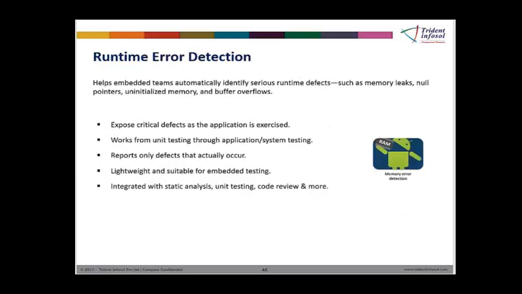Coming to runtime error detection, this feature is integrated with static analysis, unit testing, and code review. The instrumentation is used for detecting runtime errors. Parasoft is lightweight and it will capture actual runtime errors. What we have seen in the bug detective is getting possible runtime errors in the static analysis. But in runtime error detection, we do actual execution of our application so that it focuses only on real bugs, real runtime errors. Example runtime errors are memory leaks, null pointer dereferencing, uninitialized memory, and buffer overflow.